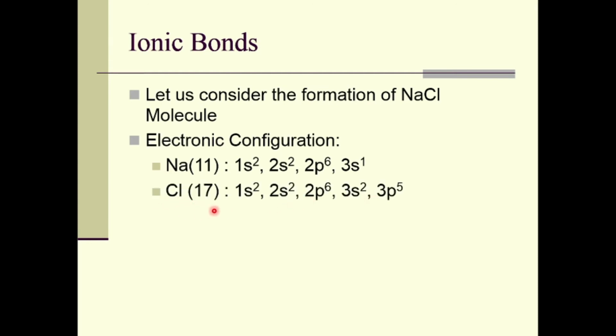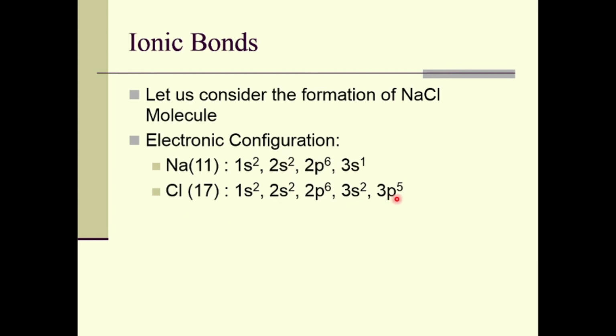Whereas in the case of chlorine, it has 17 electrons, so its electronic configuration is 1s2, 2s2, 2p6, 3s2, 3p5, right. In the outermost shell, chlorine has 2 plus 5, that means 7 electrons, and in order to complete its octet configuration, it has to gain 1 electron. If sodium loses 1 electron, it can easily achieve the octet configuration. When the sodium ion is formed, its outermost shell will be the second shell, with 2 plus 6, that means 8 electrons.